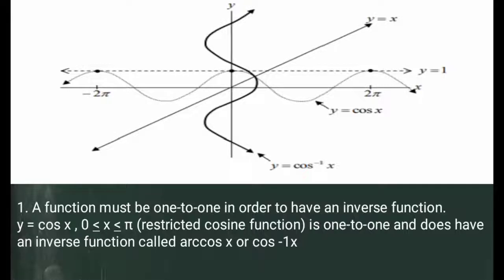So now, a function must be one-to-one in order to have an inverse function, according to property number 1. So y equals cosine x, where 0 is less than or equal to x, which is less than or equal to pi. The restricted cosine function is one-to-one and does have an inverse function called arccosine x or cosine inverse x. As you can see in the graph, the unrestricted cosine is not one-to-one, but the restricted one has an inverse function called arccosine x or cos negative 1 x.